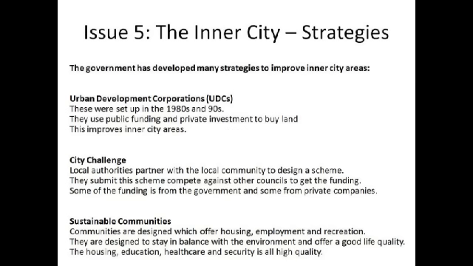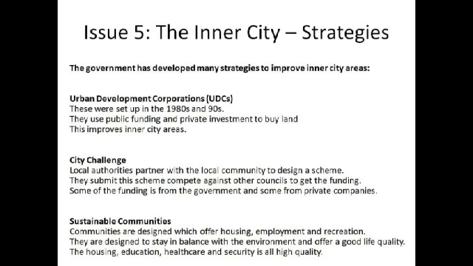The final issue is the inner city areas, and there's quite a few problems in these areas. So there's lots of different schemes that the government's trying to set up and run to try to improve the areas. So there's the UDCs, which is the Urban Development Corporations, the City Challenge, and Sustainable Communities. The Urban Development Corporations were set up in the 1980s and 90s, and they used a mixture of public funding and private investment to buy the land, and then they could build on the land and set up new businesses, new roads, new houses, whatever they want, which improves inner city areas.